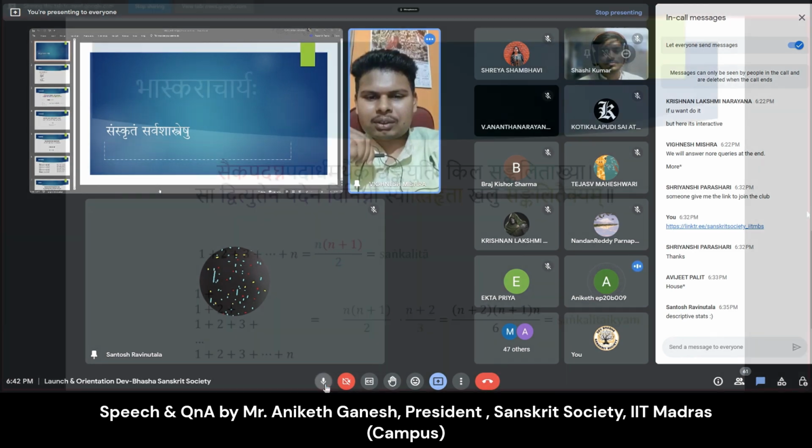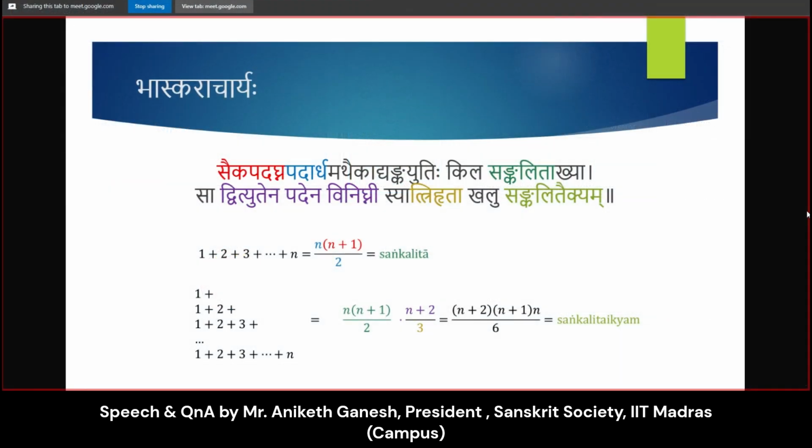Okay. Right. Saika Padaghna Padardham. Sa Eka Pada. Pada essentially refers to the number of steps. So when you see this Ekadi Anka Yuti, you start counting from 1. Anka is digits. Yuti is joining, the summation of digits as you start from 1 and go up to some number of padas.